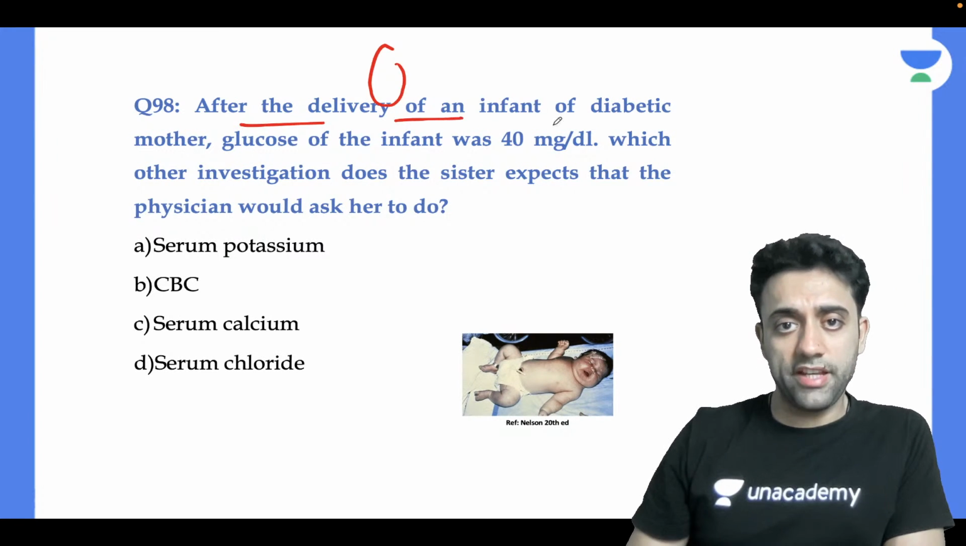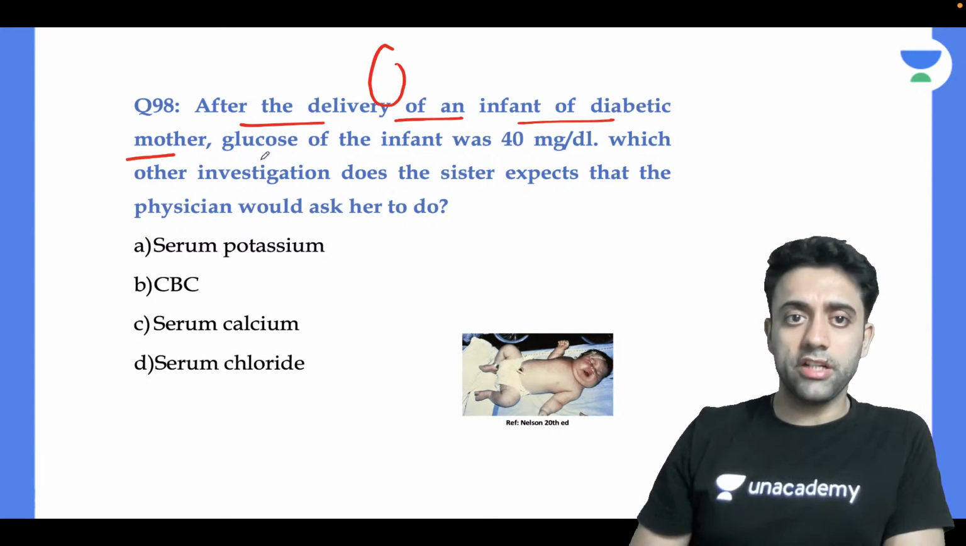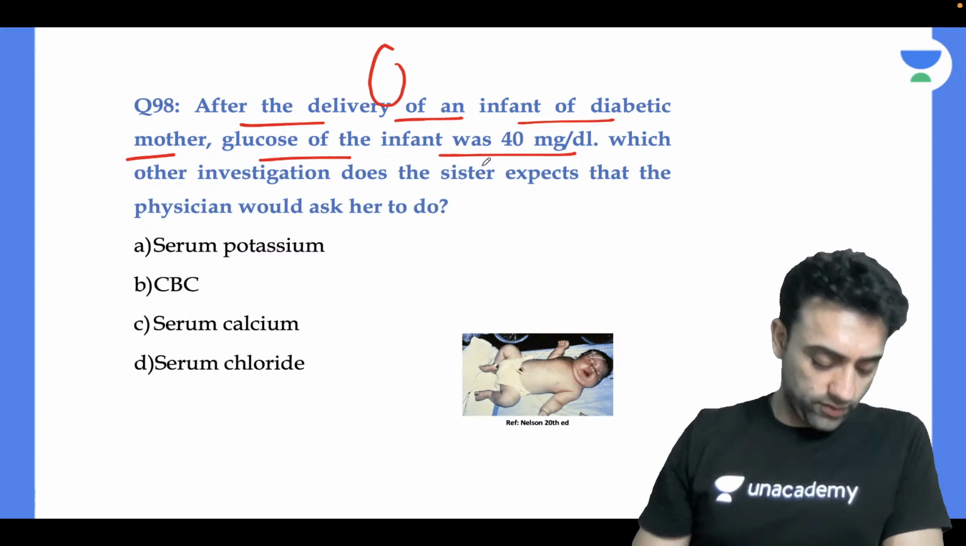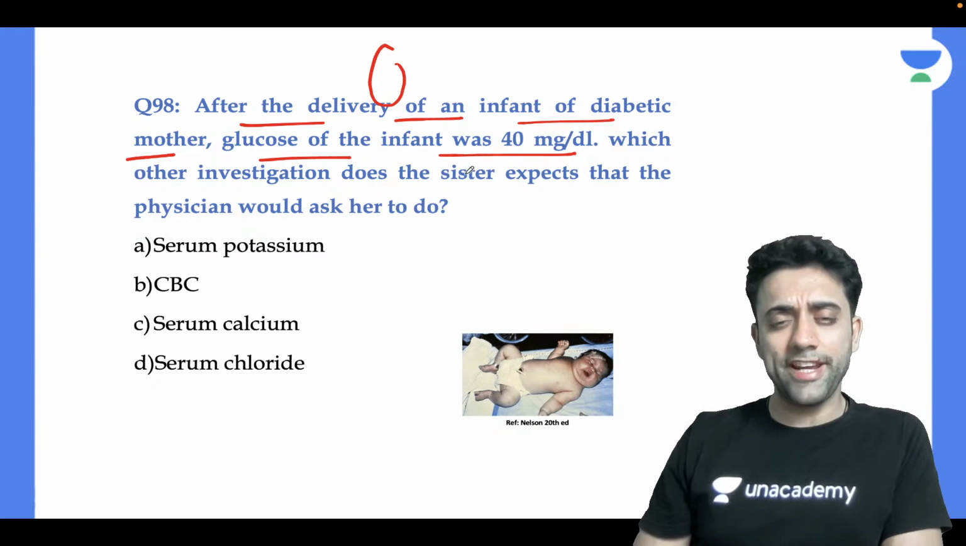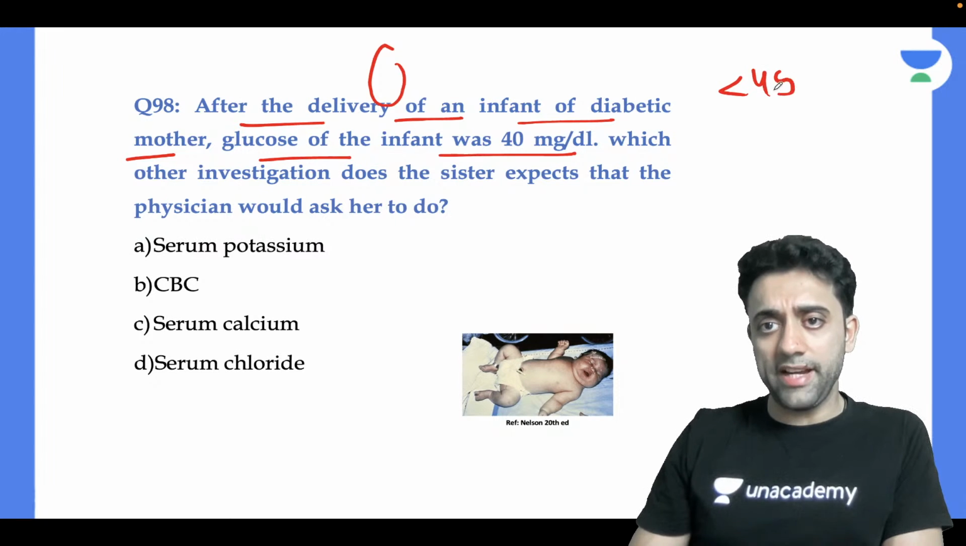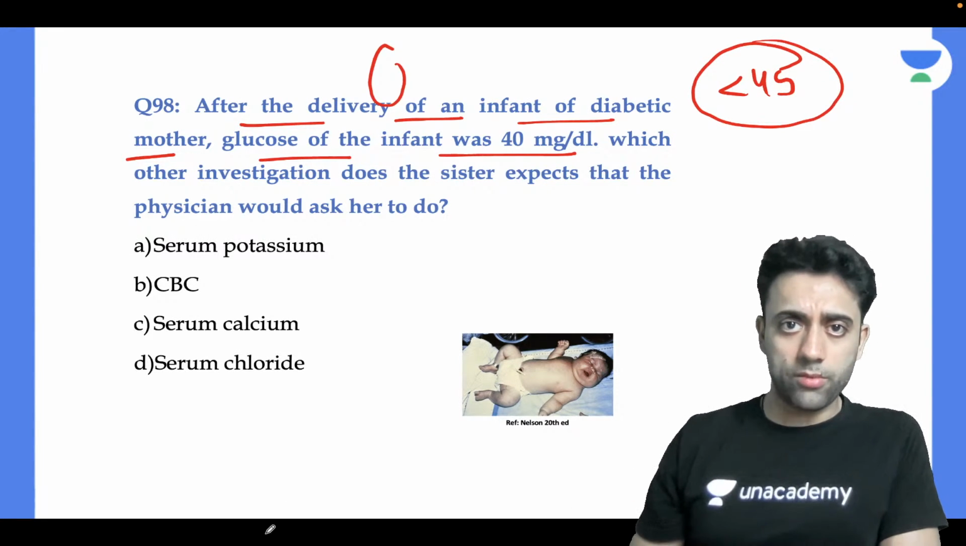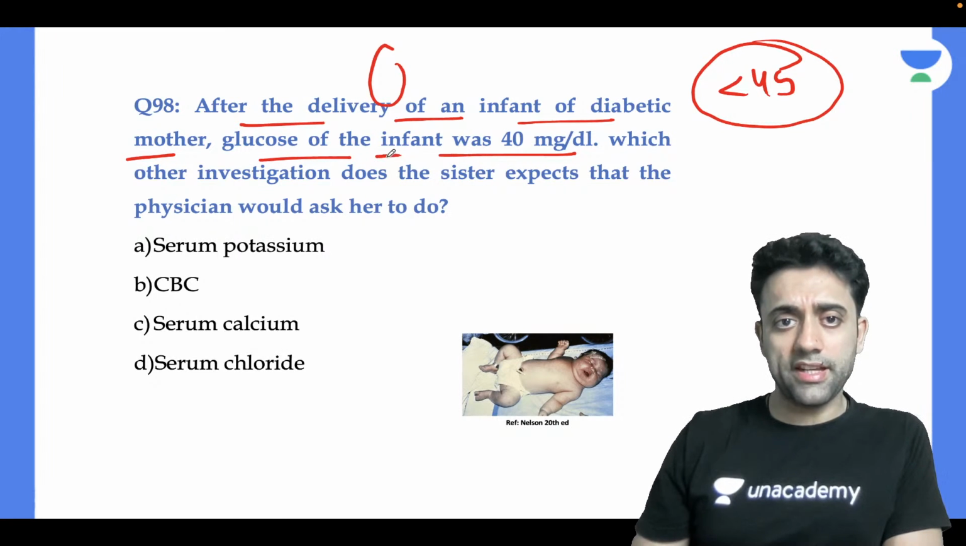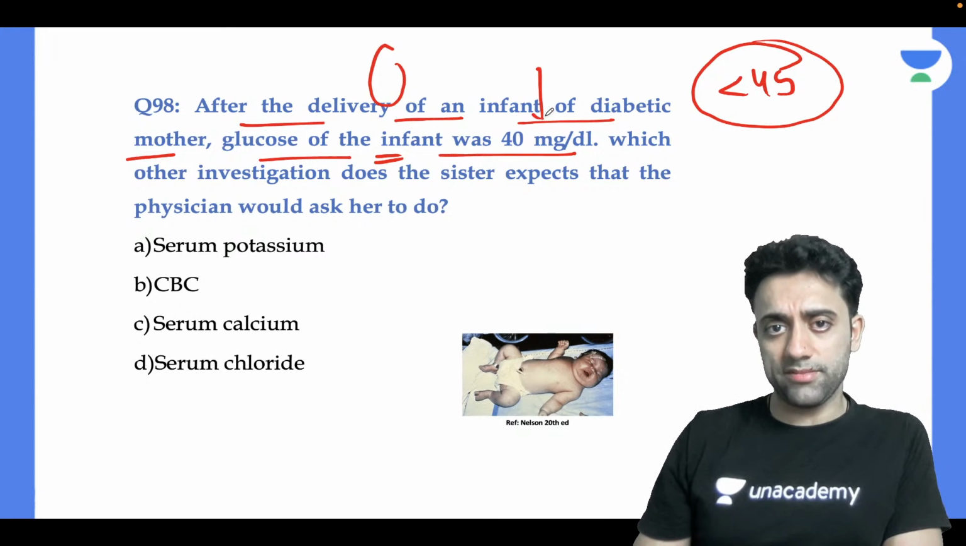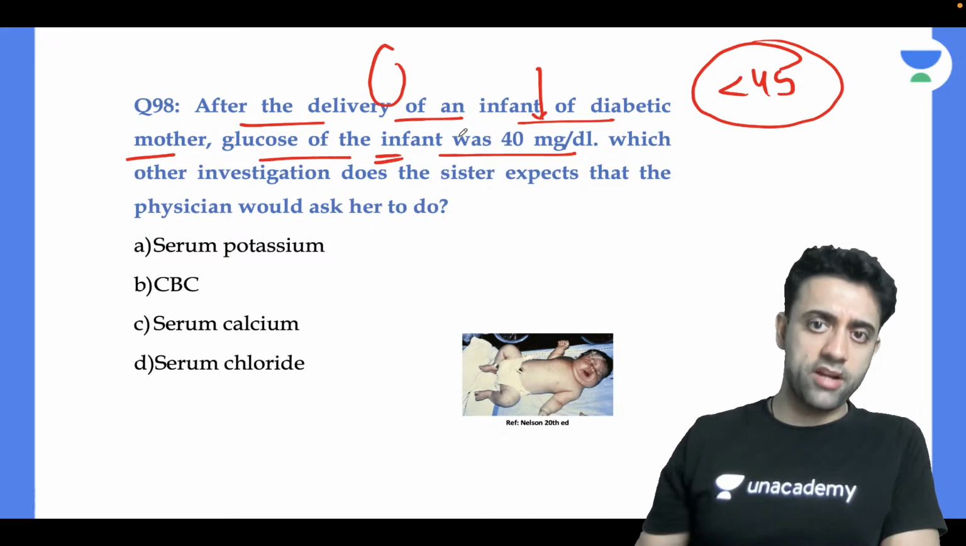After the delivery of an infant of a diabetic mother, the glucose of the infant was 40. What is the normal RBS of a newborn? Anyone? So less than 45, right? Less than 45 is hypoglycemia. So more than 45, we assume it is normal RBS. So what came for this baby? 40 RBS came for this baby. RBS means random blood sugar.